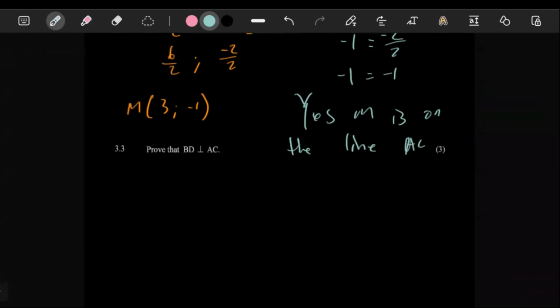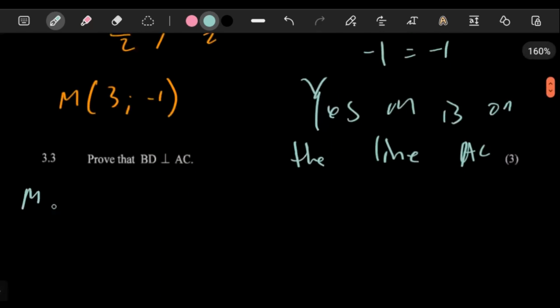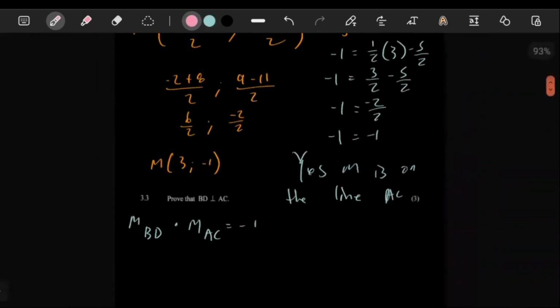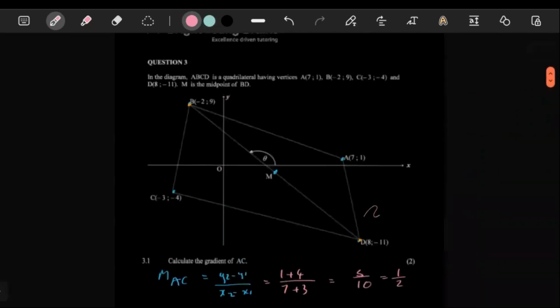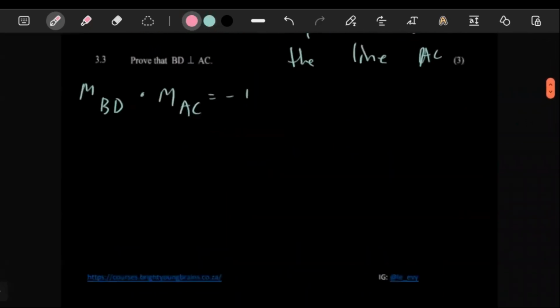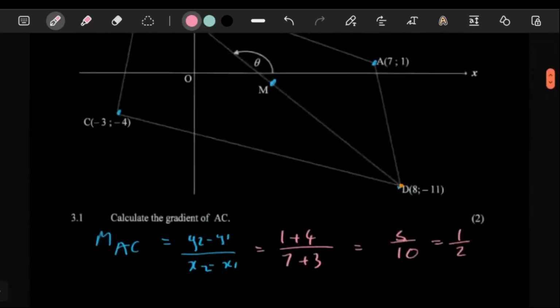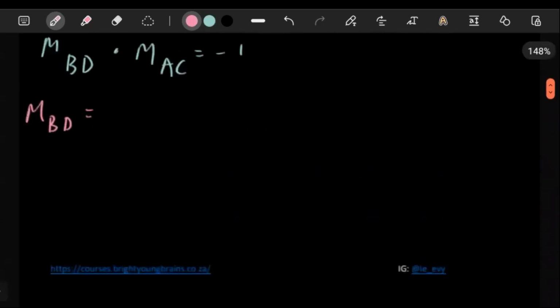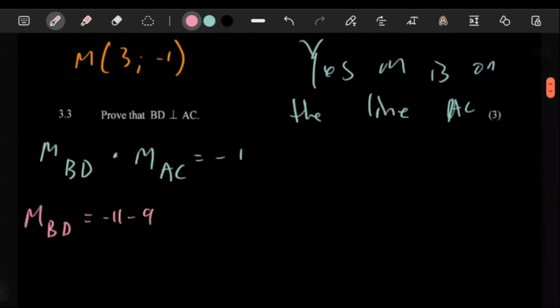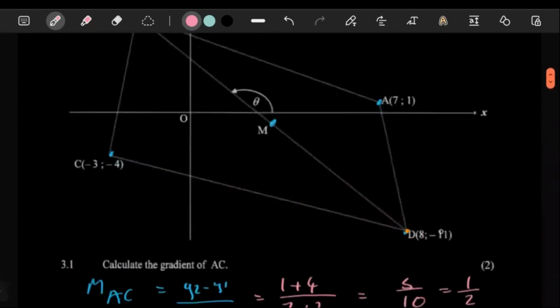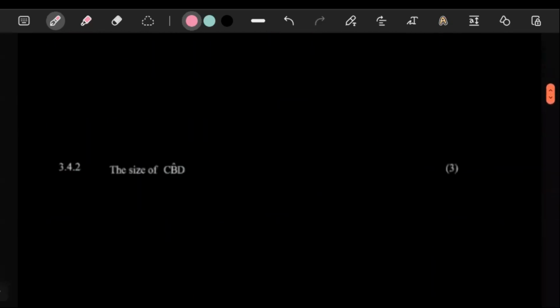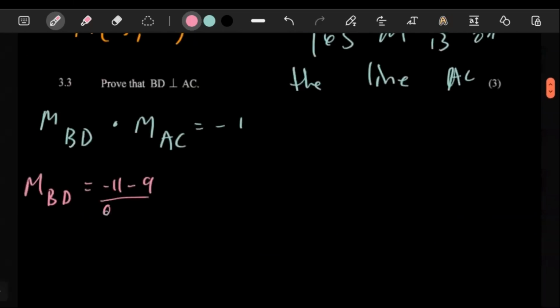All these questions are just giving you 3 marks. If these two are perpendicular, it means that the gradient of one multiplied by the gradient of the other should give you negative 1. So what is the gradient of BD? We haven't worked it out yet, but you just use the gradient formula. It's y2 minus y1, so negative 11 minus 9, and then you have 8 minus the negative 2, so that would be a plus.